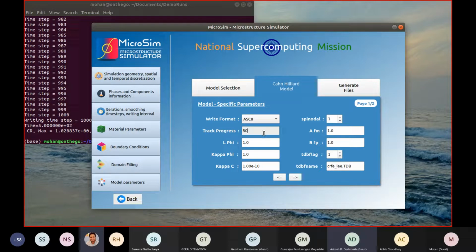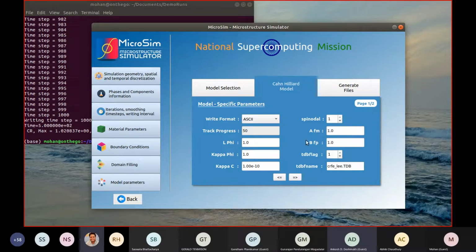So I would like to show here the capacity, which is the gradient energy coefficient in the Cahn-Hilliard equation, given as a dimensional value, and we enable the spinodal and the TDB flag is enabled, and the TDB name is given over here. This is the same TDB file which I demonstrated previously.